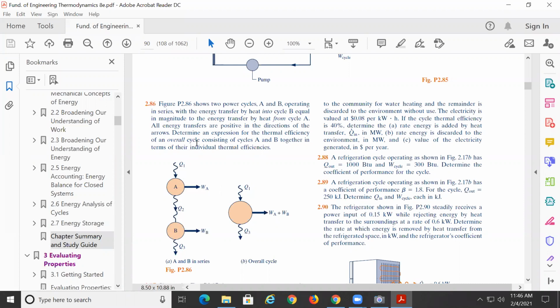Now let's read it. So figure 26 shows two power cycles, A and B, operating in series, with energy transferred by heat into cycle B equal in magnitude to the energy transferred by heat from cycle A.